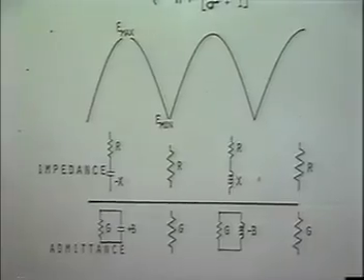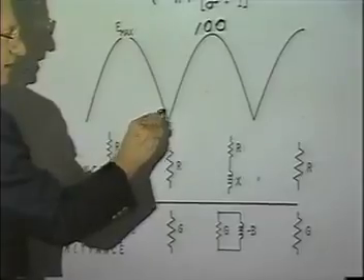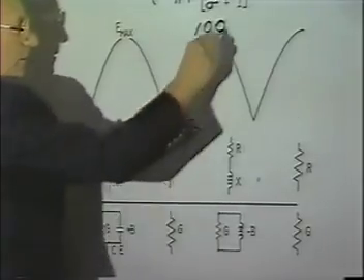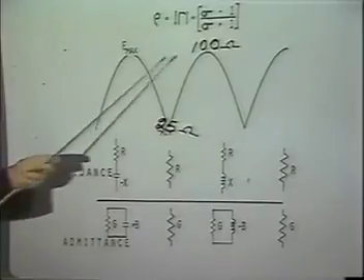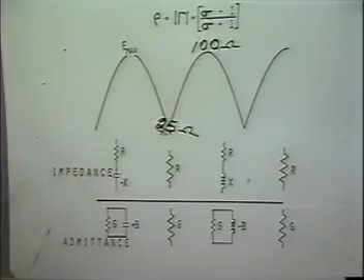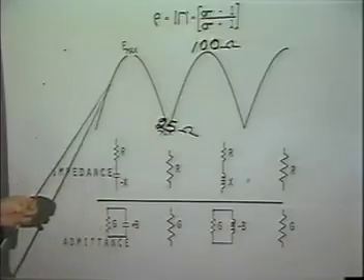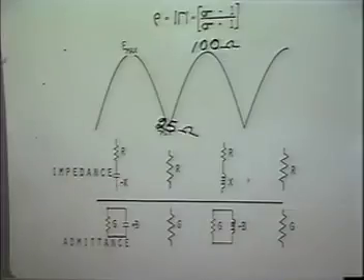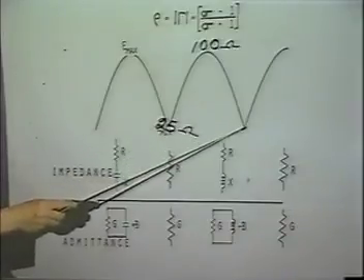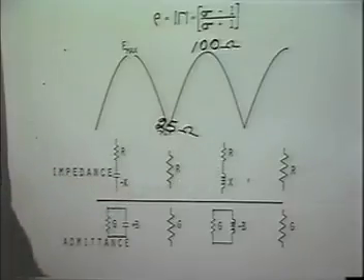Think about something very interesting. Suppose I told you that this is 100 ohms and that this is 25 ohms. Someplace in between there, wouldn't you expect to find 50 ohms somewhere in there? Someplace in here there's going to be 50 minus jx, right? Over here, someplace between here and here, you're going to have 50 plus jx, correct?